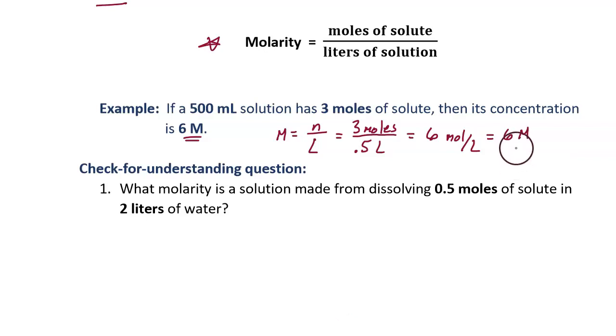Let's say that this solution is 6 molar, but another solution is 12 molar. The 12 molar solution is twice as concentrated as the 6 molar solution. Or consider another example. Here's a 6 molar solution. Let's say that another solution is 3 molar. The 3 molar is half as concentrated as the 6 molar.